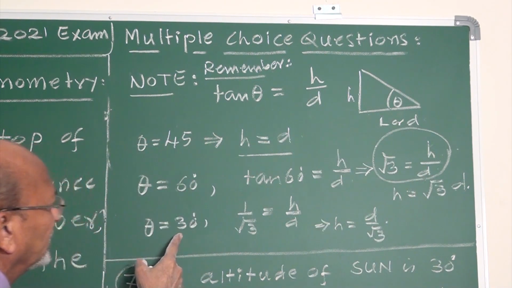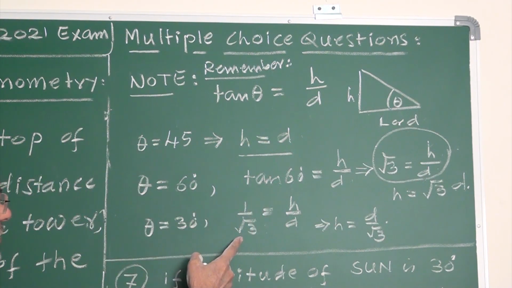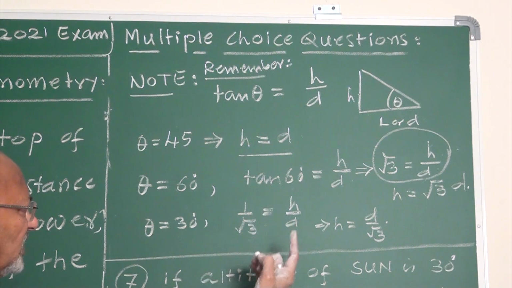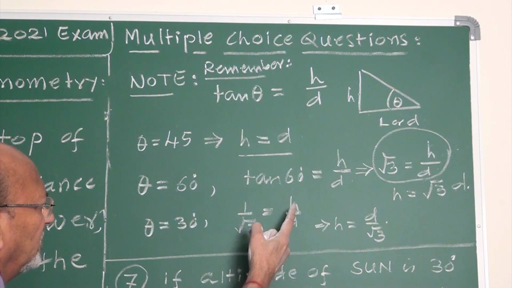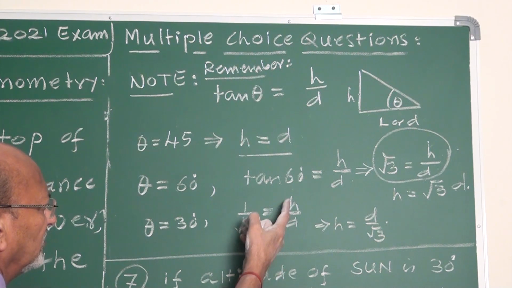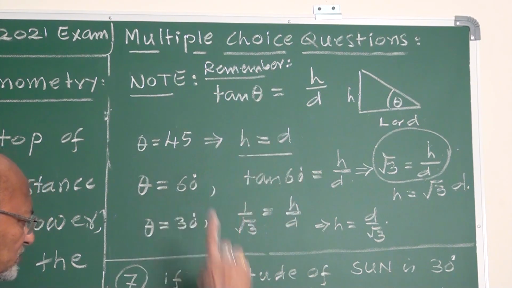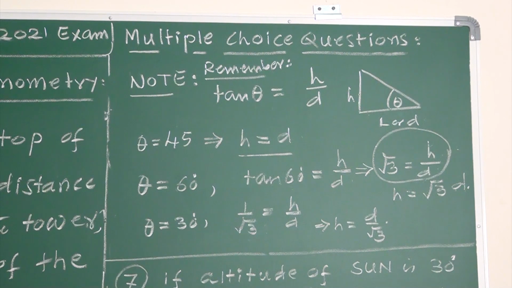If theta is 30 degrees, what is tan 30? 1 by root 3 equals h upon d. According to what is given, if h is given, find d. If d is given, find h, with the help of this, my friends. In these two examples, I use the same practice.